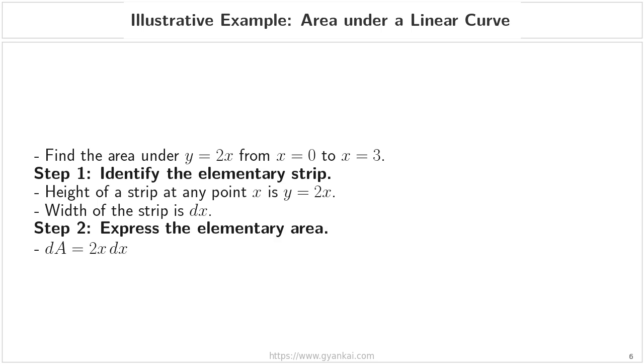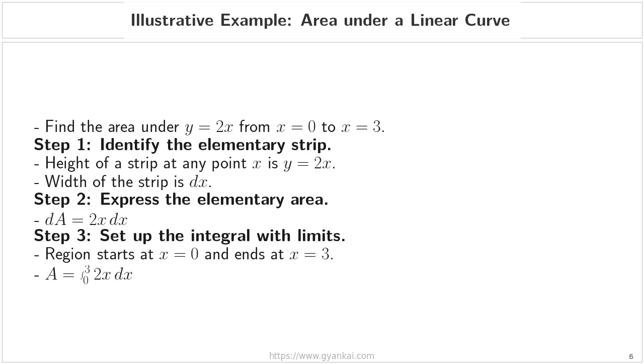Moving to step 2, express the elementary area. Since the area of a rectangle is simply height times width, we multiply our height, 2x, by our width, dx. This gives us our differential area, dA, which equals 2x dx. Now for step 3, set up the integral with the limits.